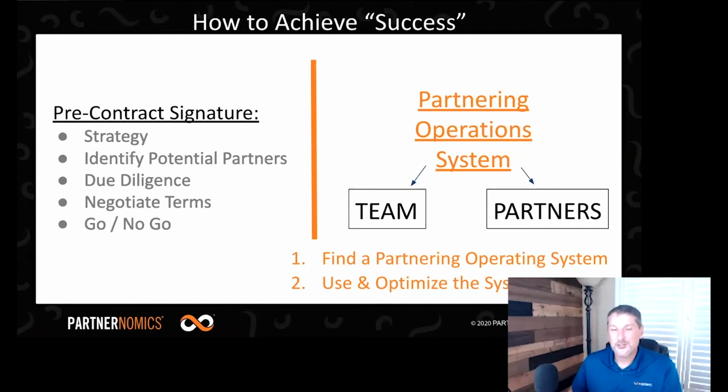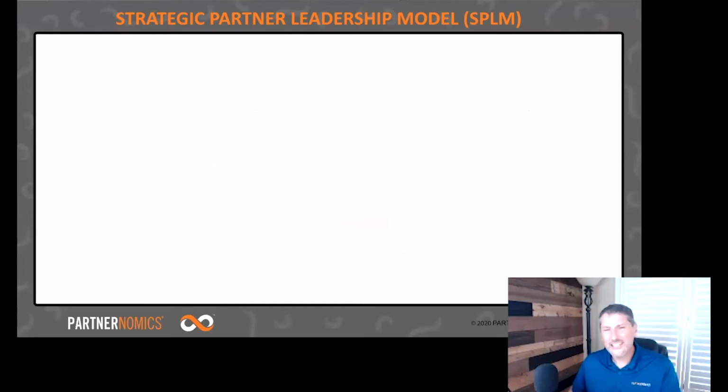The vast majority of companies, I would venture to say close to 95% of the organizations that we start to work with, do not have a true playbook. They do not have a partner operating system. All companies have processes, but just having processes does not mean that you have an operating system. That's what I want to share with you today. That's what the Strategic Partner Leadership Model is. It's an operating system that you can adopt and put into your company.